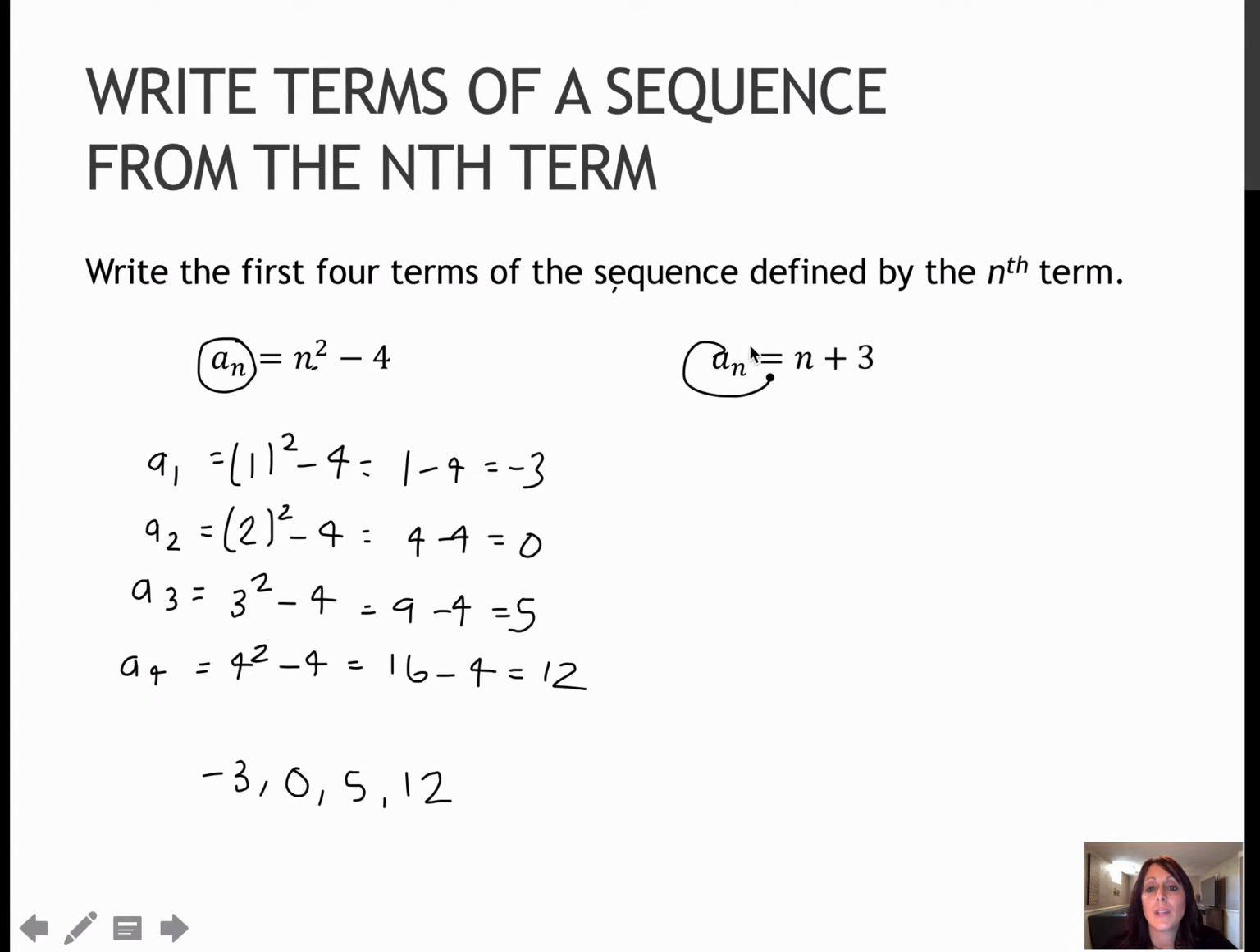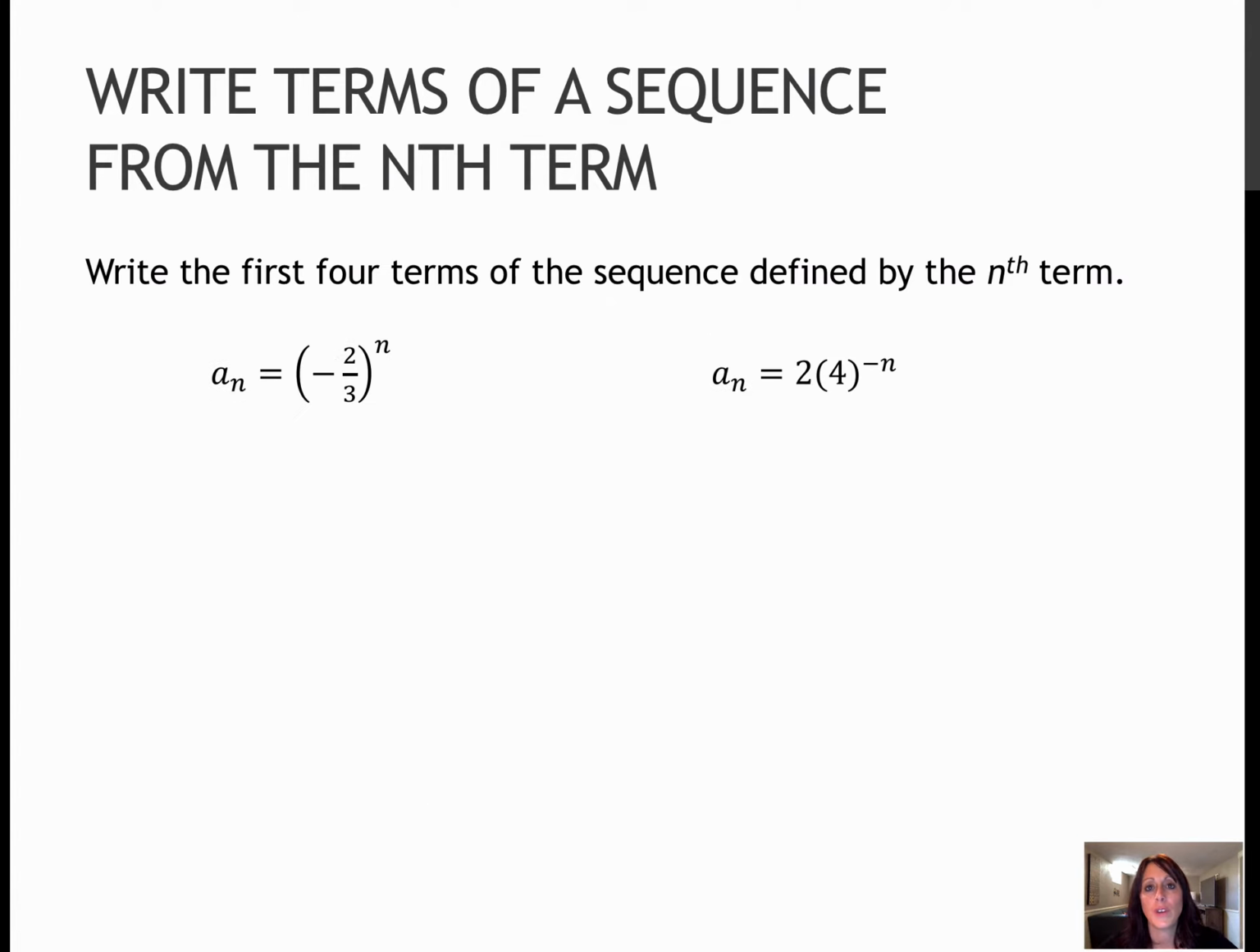The second sequence, again defined by n, is just n plus 3. So a sub 1 would be 1 plus 3, which is 4. A sub 2 would be 2 plus 3, which is 5. A sub 3 is 3 plus 3, which is 6. And a sub 4 is 4 plus 3, which is 7. So 4, 5, 6, 7. Typically in sequences, we would just write the ellipsis at the end, the dot, dot, dot that says yes, this pattern is going to continue.